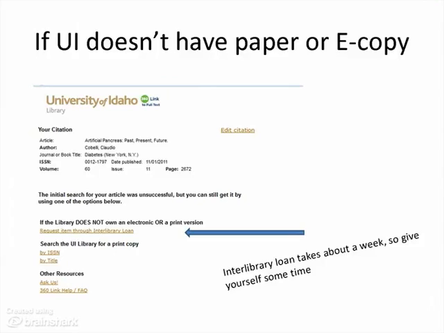However, if you select a journal paper, a journal article, for which University of Idaho does not have a paper or e-copy access, then you may use the option to use interlibrary loan. Interlibrary loan takes about a week, so give yourself some time to get the article, but it's free to you as a University of Idaho student.